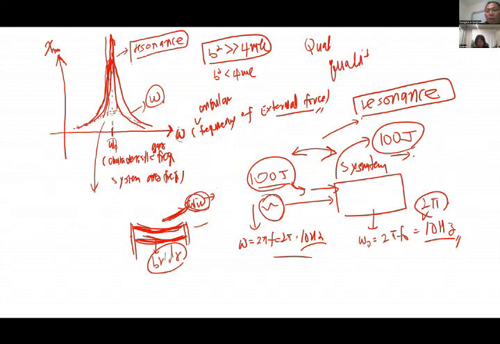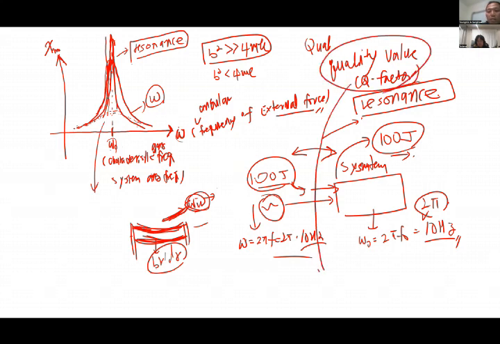Quality value, or Q factor, of a resonance system. This Q factor is usually defined by m, the mass of the object, times the system angular frequency, divided by the damping term. Or it is also defined by the system angular frequency divided by the bandwidth of this plot. So you can actually define the bandwidth.